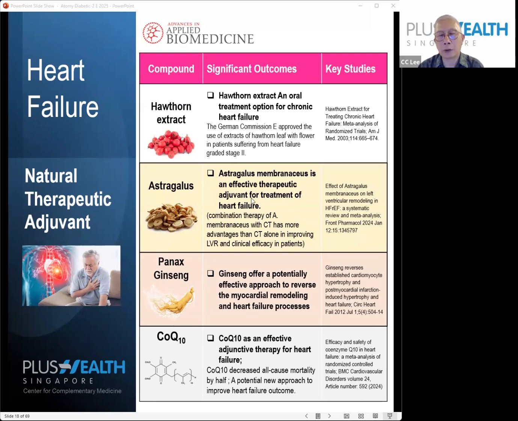right? Another 2 compounds are very famous TCM herbs. One is asparagus. The other one is, of course, ginseng. And the fourth compound is also coenzyme Q10, which is very familiar to all of us. So these four form a very good selection of nutraceutical adjuvants for people who are suffering from heart failure, right?